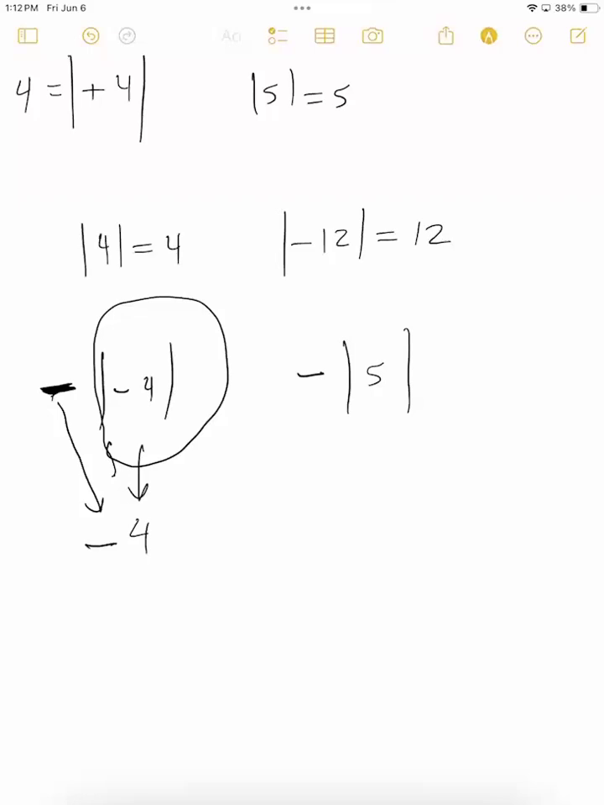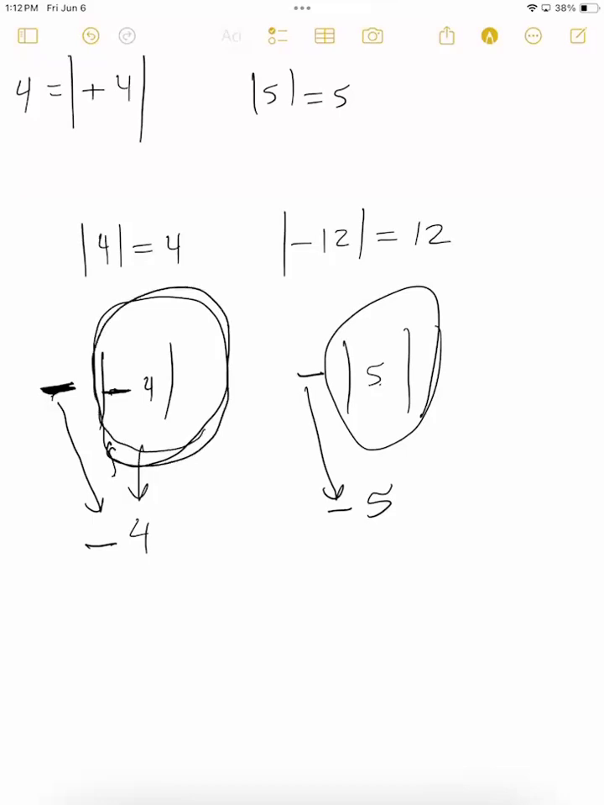If I have this one, how far is 5 from 0? 5. And then I carry that negative. So don't go and say negative times negative is positive. That's not correct. You have to find the answer to the absolute value. Then you take an action for that piece.